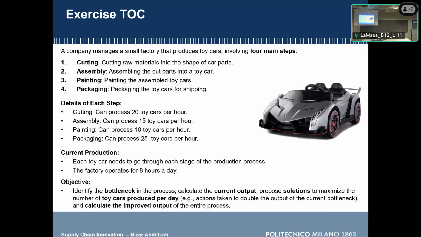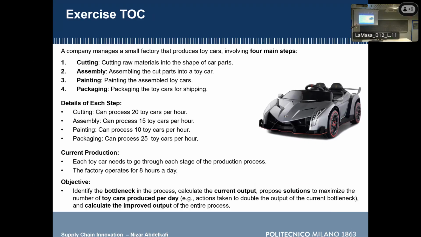It means that all of a sudden we have a painting process that can do 20 toy cars per hour, right? So doubling the output, meaning that we have 20. So the new output of painting, if we double it, is equal to 20 units per hour. When it is 20 units per hour, is it still the bottleneck? No, it is not the bottleneck.